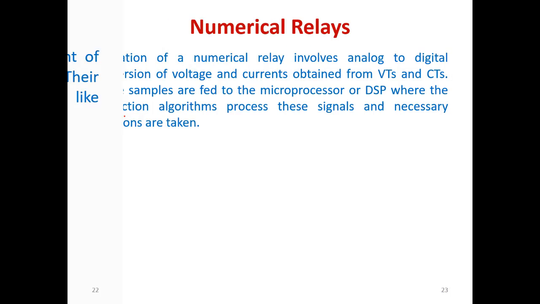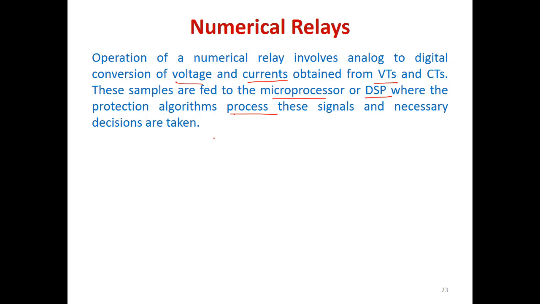The next is numerical relays. The operation of a numerical relay involves analog to digital conversion of voltage and current. In a numerical relay, after computation it gives the signals by using the current and voltage signals. Therefore the current and voltage analog signals have to be converted to digital form, which is obtained from VTs and CTs. These samples are fed to the microprocessor or DSP, where the protection algorithms process these signals and necessary decisions are taken.